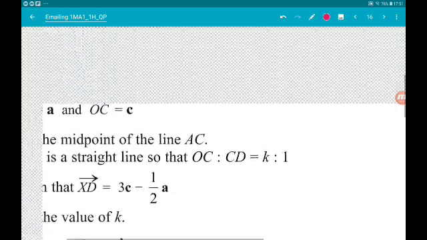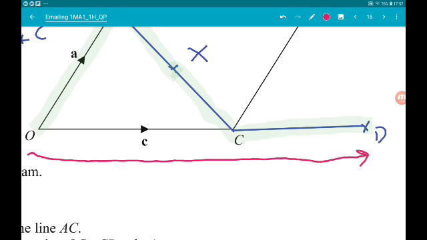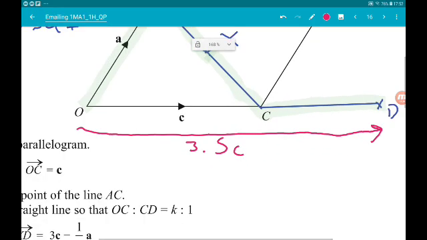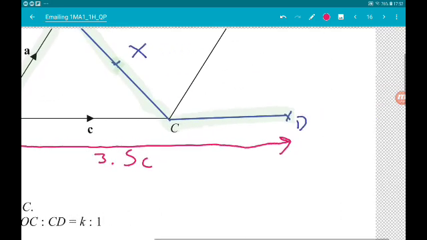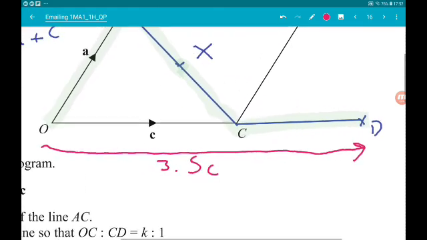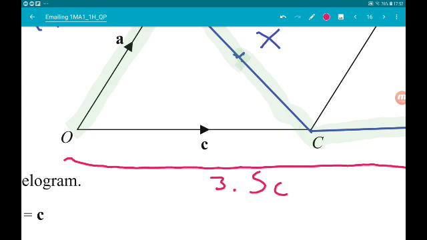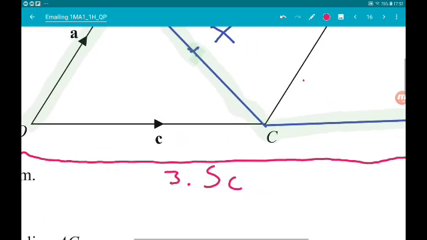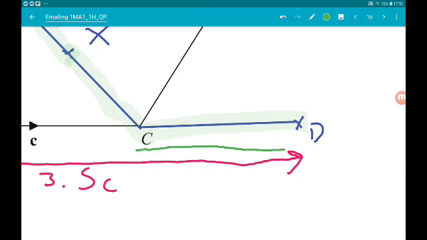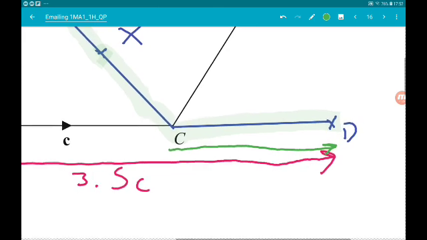So this vector we now know is 3.5c. Now, remember what we're trying to find is the length of the vector CD. So, we can see that CD is 3.5c minus the c that gets us from O to C. So, CD, well, 3.5c minus 1c is 2.5c.